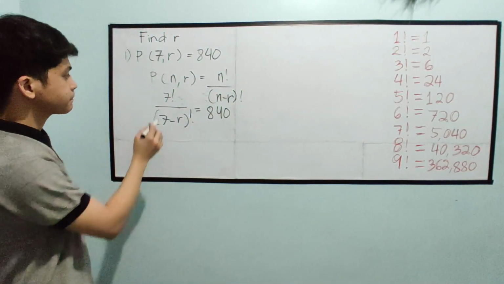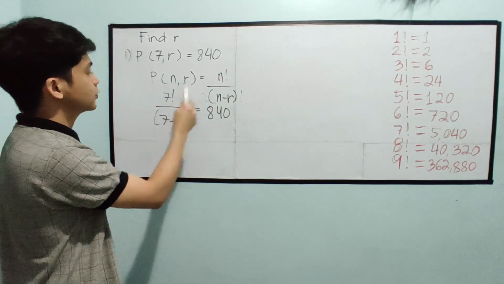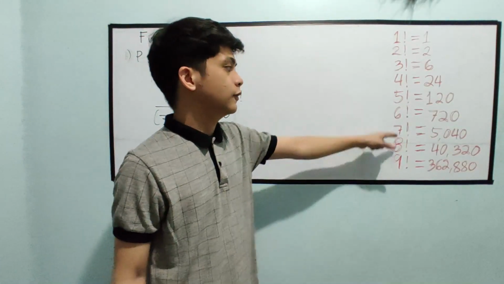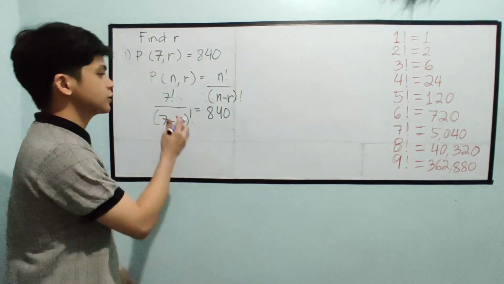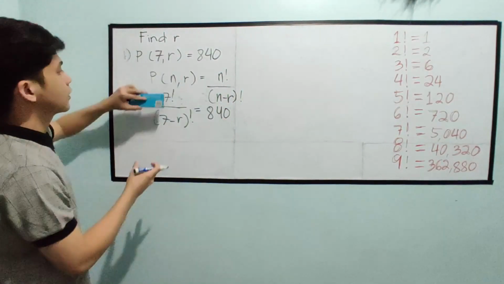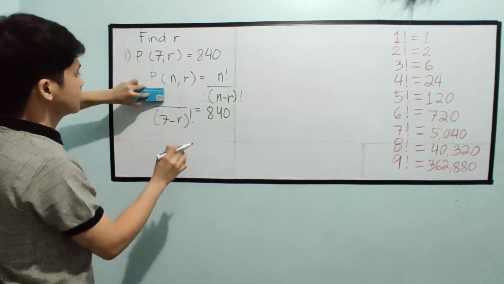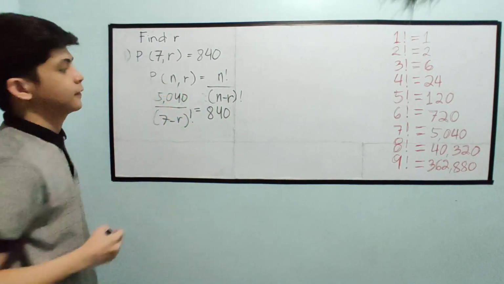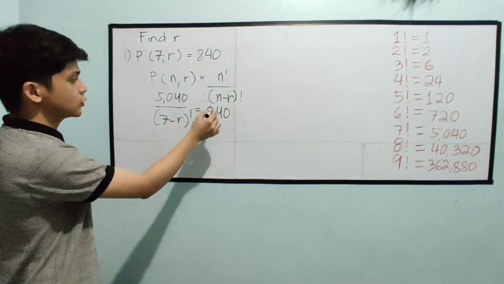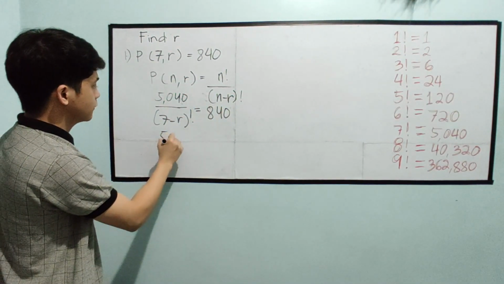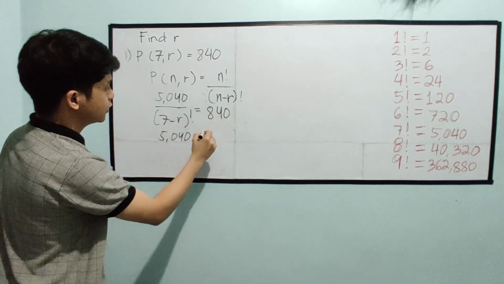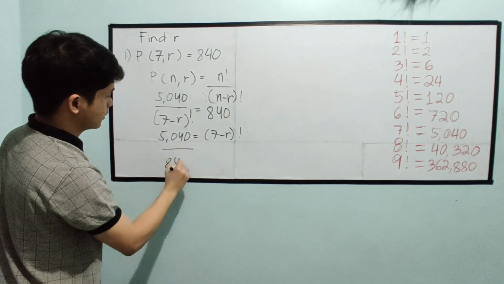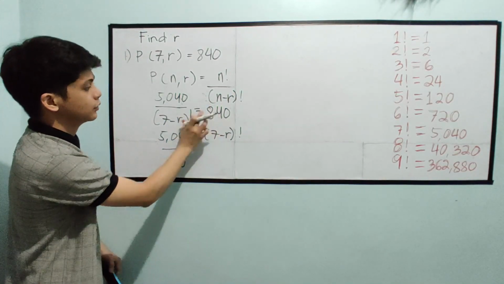Okay? Then, simplify lang natin. 7 factorial is equal to, so meron ako ditong sinulat na mga value para mas mabilis natin siyang ma-solve. So, 7 factorial is equal to 5,040. So, palitan lang natin to. 5,040. Okay? Then, cross-multiply natin to. 5,040. So, multiply natin siya dito factorial. Then, ito, multiply natin sa denominator. Okay? Cross-multiply lang natin. Pinagpalit lang natin tong dalawa.